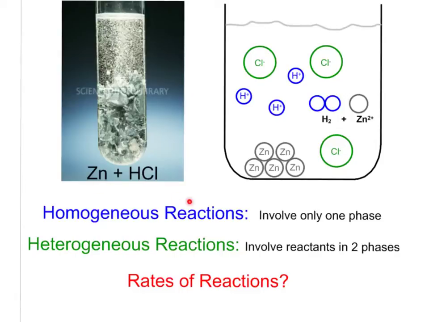It's zinc and hydrochloric acid mixed together. And if we look at that on this molecular level, we have the hydrogen ions that are aqueous, dissolved in the water, and they're coming in and reacting with the solid zinc particles, and those are forming hydrogen gas and zinc chloride, which would be dissolved in the water. If we wrote it out, it would be zinc chloride, aqueous. And this would be a heterogeneous reaction.